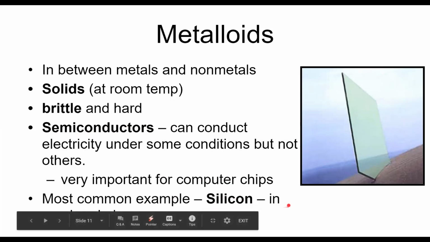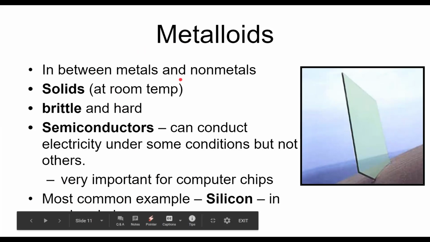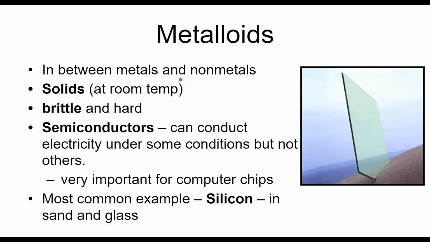So silicon is a very common metalloid that you may have heard about even if you didn't realize it. Silicon is found a lot in glass. Like the little pieces of sand, there's a lot of silicon in there. And when we make glass, we usually make it out of silicon. Again, pretty brittle, right? If you break a piece of glass, it's going to shatter. It's not going to smush down into a piece.